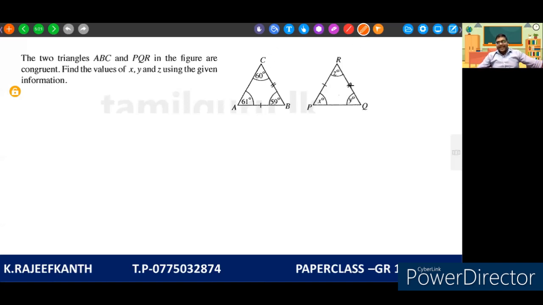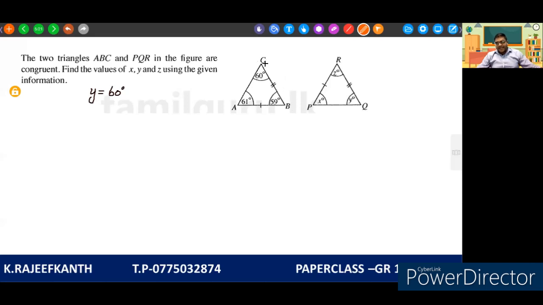Here in these two triangles, they have given that AB equals PR because they have marked by one line, right? AB equals PR. So the opposite angle of AB and the opposite angle of PR will be equal because these two will be corresponding elements. The opposite angle of AB is 60 degrees, and the opposite angle of PR is Y degrees. Then we can write Y equals 60 degrees.